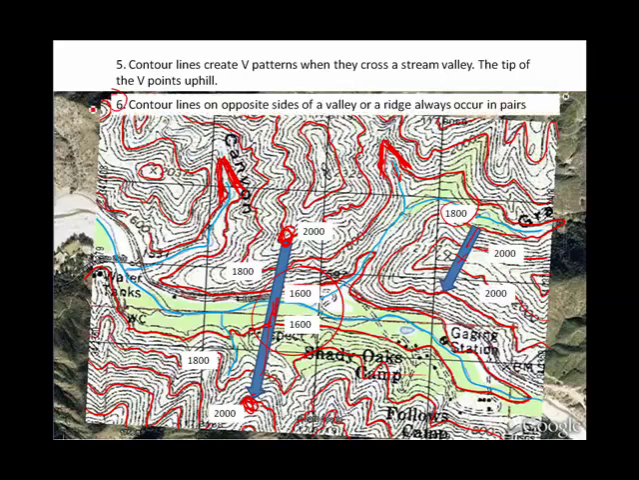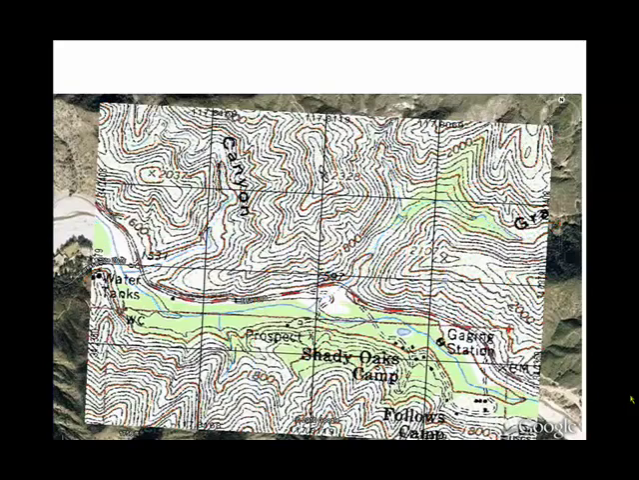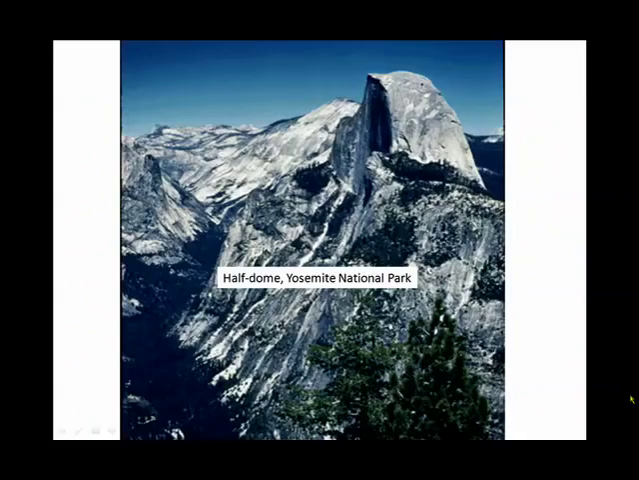Our sixth rule is that contour lines on opposite sides of a valley, here, or a ridge, here, always occur in pairs. Can you find anywhere on this map where two contour lines touch each other? How about two lines crossing each other? But you can't do it because there's a rule that says contour lines do not touch each other and they do not cross each other.